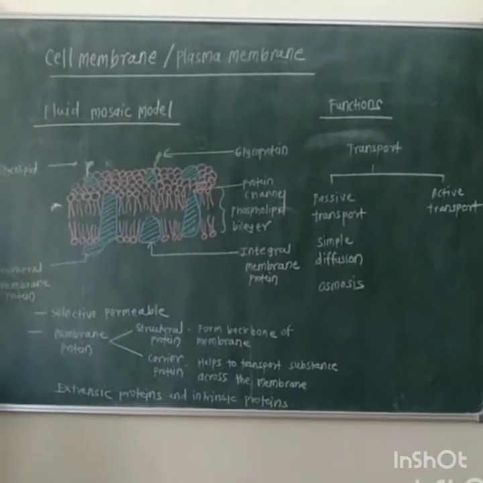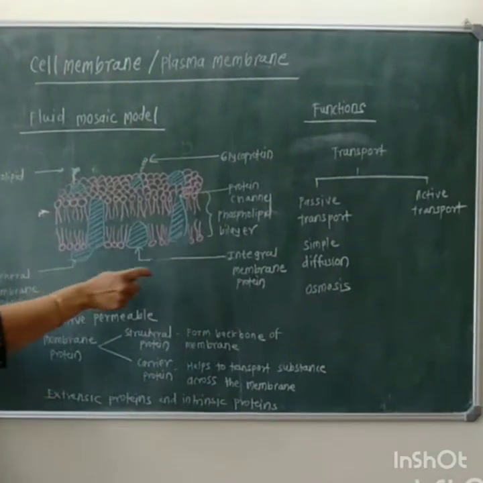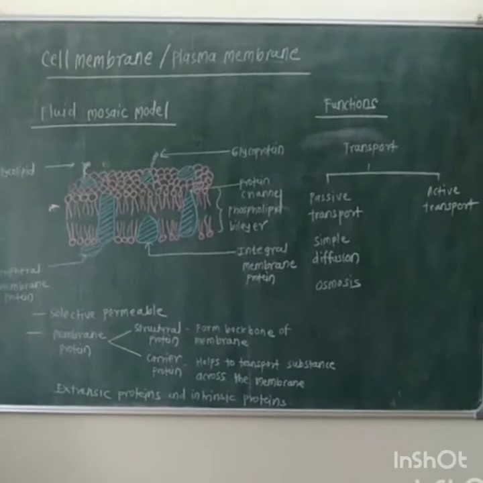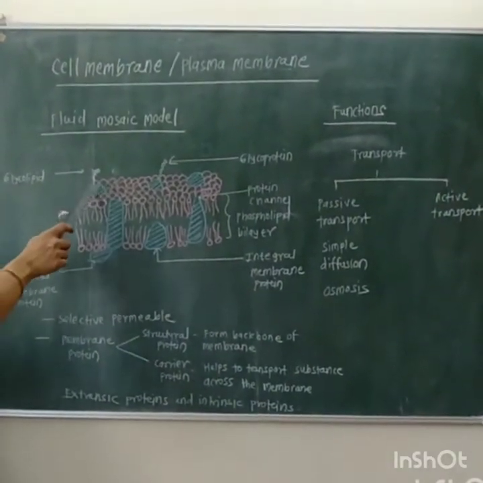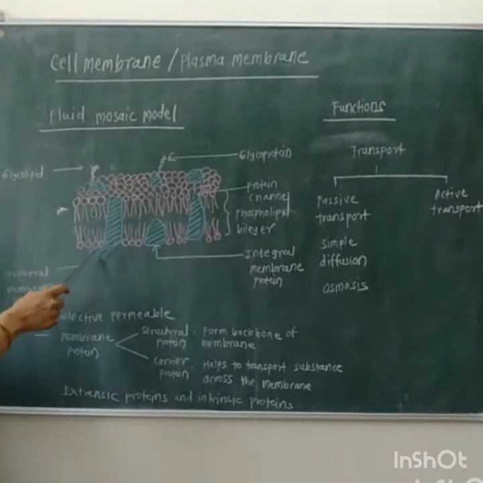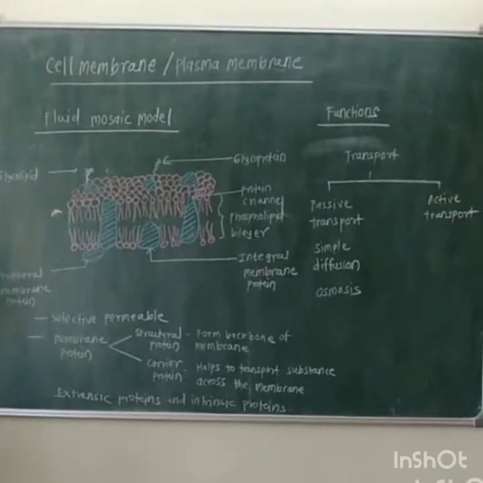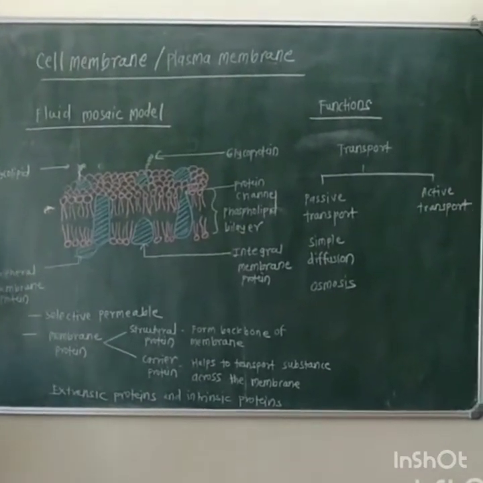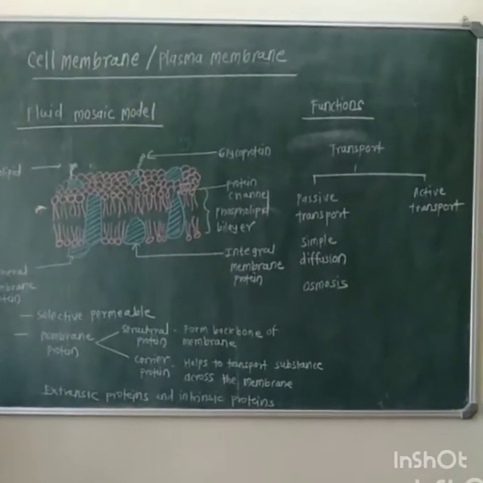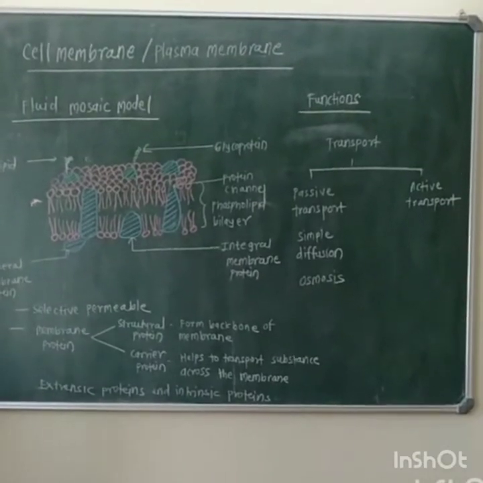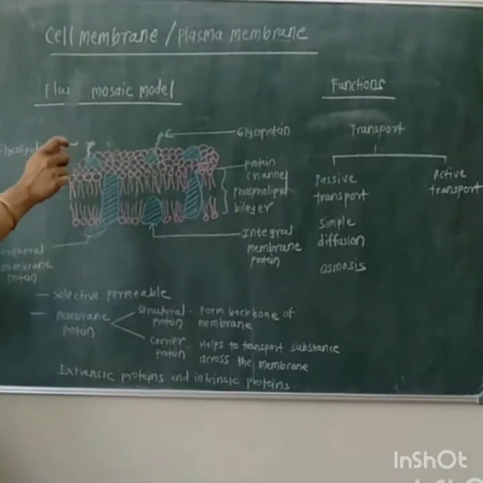In the fluid mosaic model, it shows that there is a bilayer of phospholipid. Phospholipid means phosphorus plus lipid, and in that the proteins are embedded. Here the name fluid mosaic means it shows fluidity, it is not constant. Due to the presence of the phospholipid, the structure shows fluidity, so it is named the fluid mosaic model.